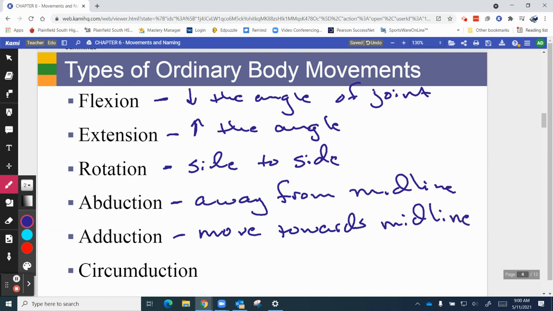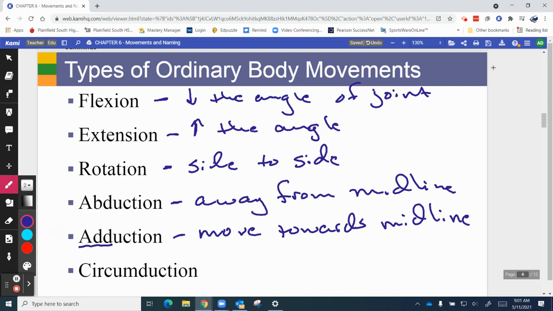All right, so adduction would be moving things back. The way that I kind of remember these is adduction starts with ADD, so adding. So you're adding things back to the body. All right, that's the way that I kind of remember the difference between the two. So if it starts with ADD, we know that that's going back towards the midline. ABD goes away from the midline.